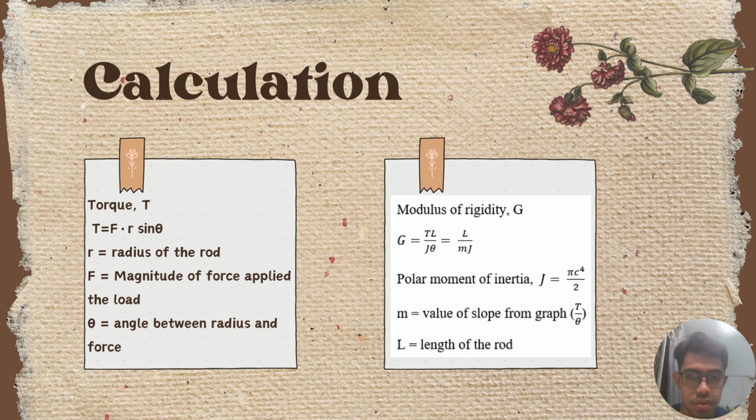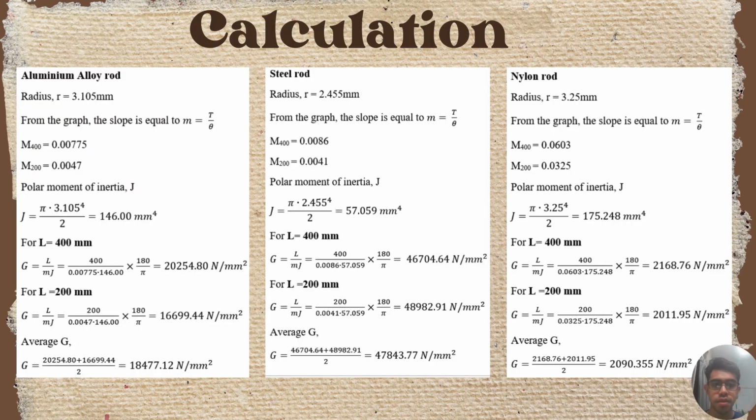Then G equal to L over mJ, where polar moment of inertia J equal to pi c to the power of 4 over 2, m equal to value of slope from graph, T over theta, and L is length of the rod. After we have calculated the torque by using the formula torque equal to F r sine theta, next we need to calculate the modulus of rigidity G.